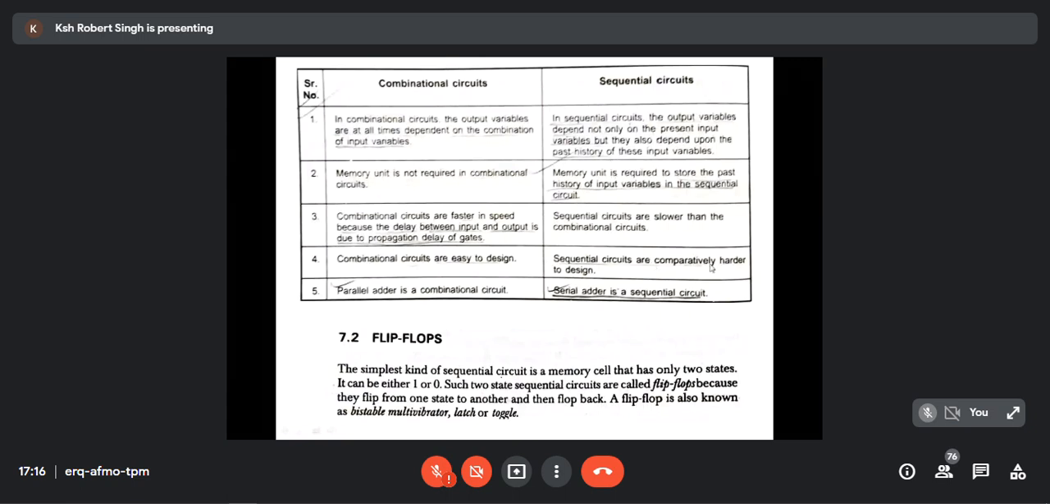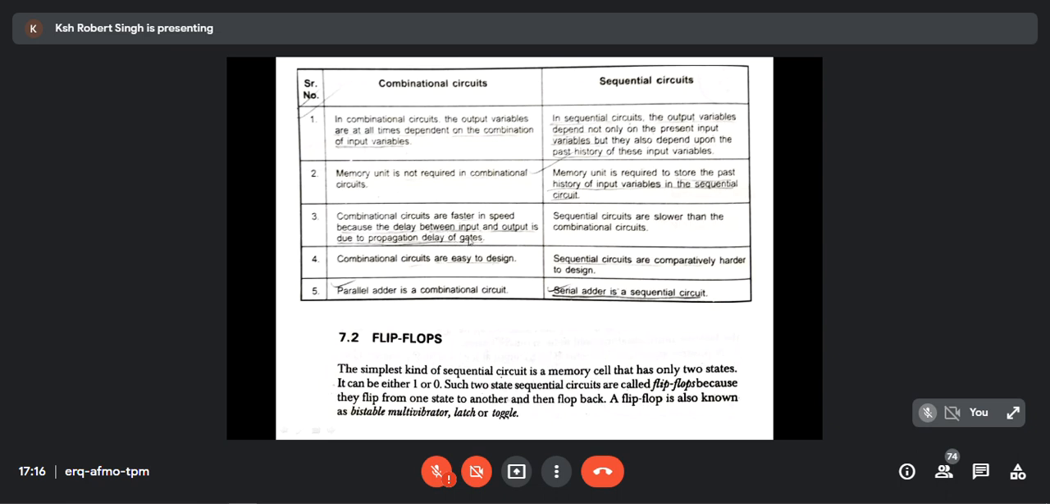Sequential circuits are more complex and harder to design. Sequential circuits are slower than combinational circuits. What is the meaning of this? The meaning is that sequential circuits are slower. Why? Because we need a clock, and the output also depends on the present input as well as the previous output. So it will be slow, but the combinational circuit will be fast because as soon as you give input, you will have the output. Combinational circuits are fast because the delay between input and output is due to the propagation delay of the gate only.